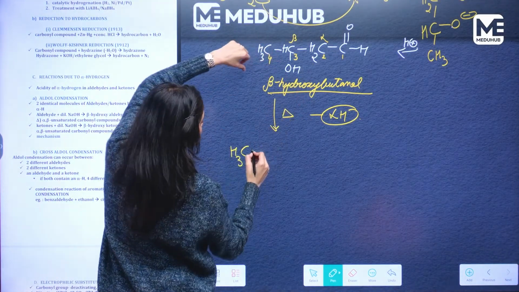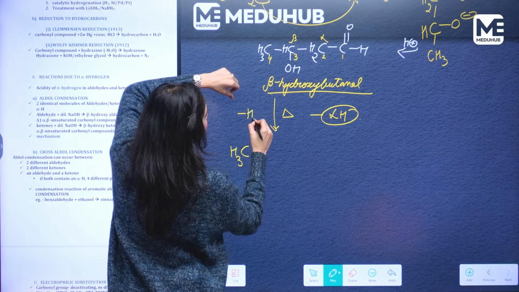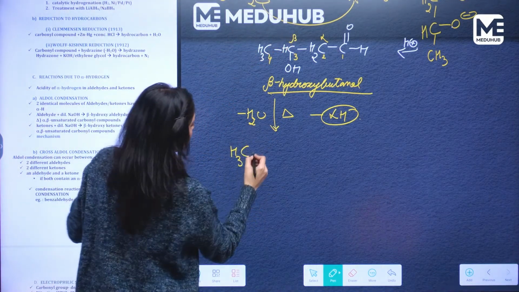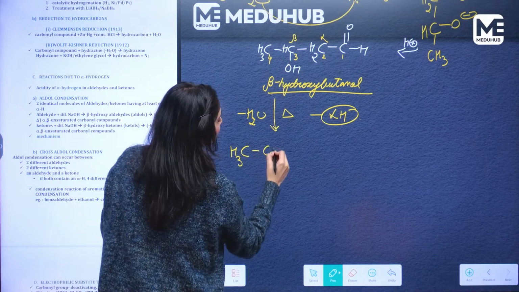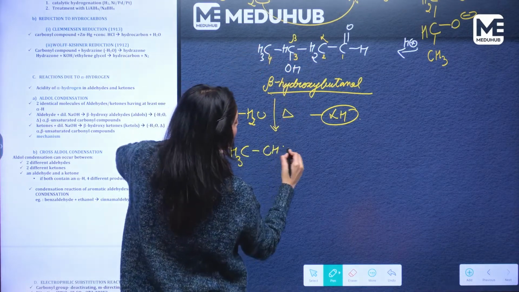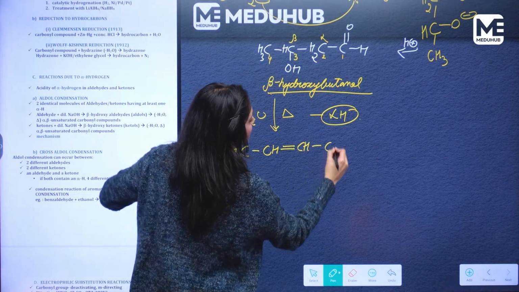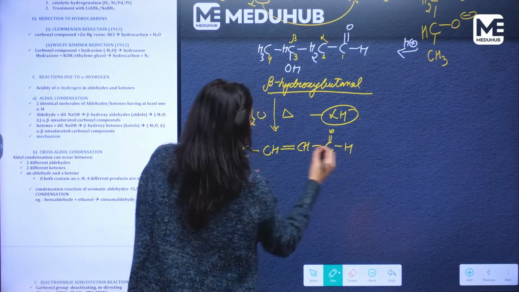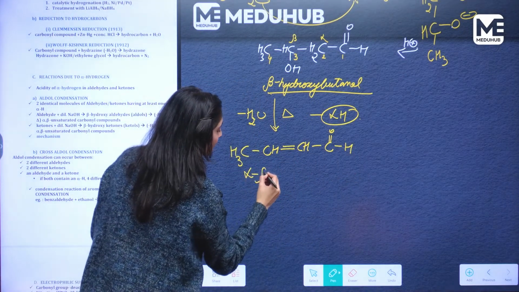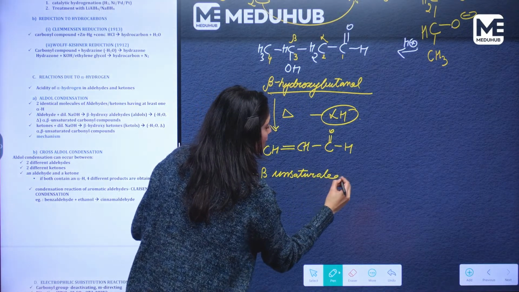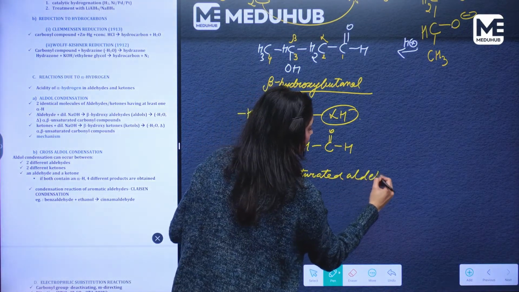And OH from here. That means a molecule of water would be removed from this aldol to give us CH3, CH. Now a double bond is going to get formed here. Now this is the alpha carbon and this is the carbonyl group. So this would be the alpha beta unsaturated aldehyde.